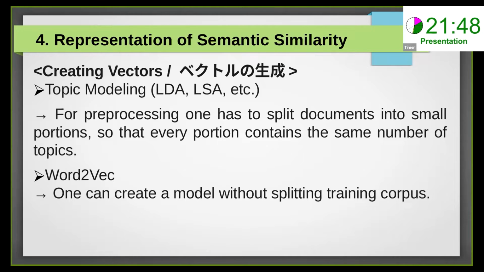And in this topic modeling, a component of the vector is nothing but the topic. But I do not use this topic modeling because it's difficult to tune, it's difficult to adjust. For pre-processing, one has to split documents into small portions so that every portion contains the same number of topics. Instead, I decided to use Word2Vec, in which one can create a model without splitting the training corpus.